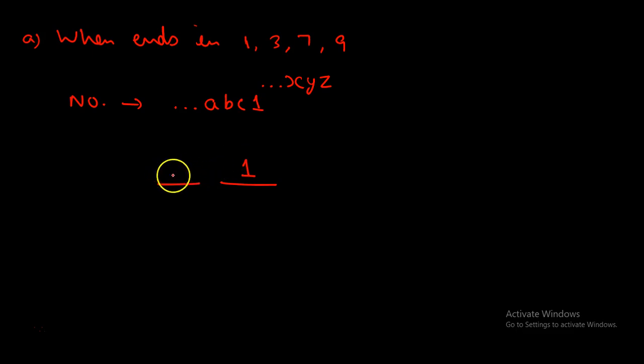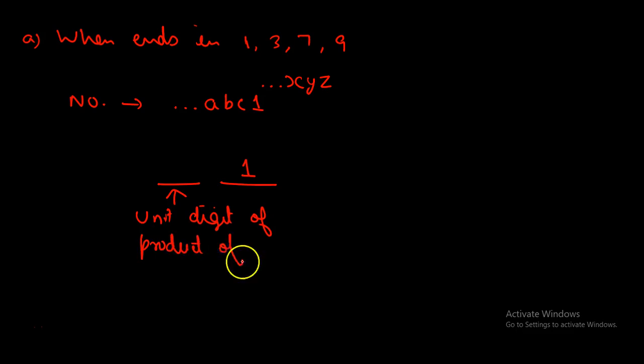But the second last digit will be the unit digit of the product of this C, the number which is before 1, and the unit digit of the exponent, C and Z. So this will be the unit digit of C and Z.